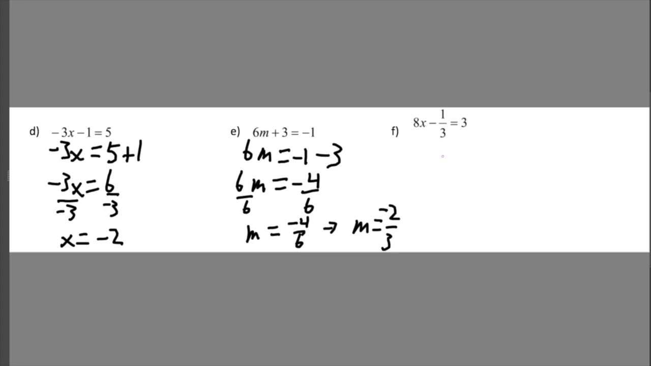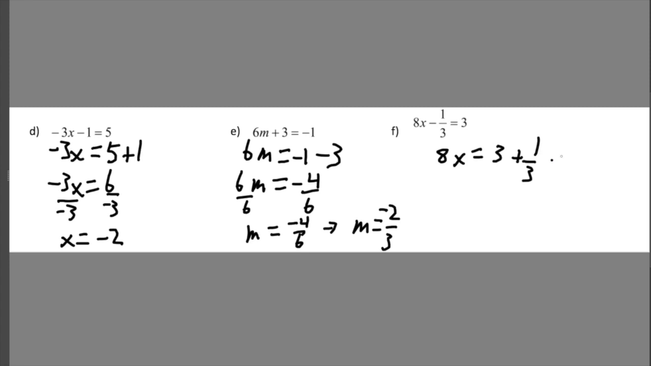Alright, so over here, f, we have 8x minus 1 over 3 equals 3. So again, we're going to move it to the other side. So in this case, we have 8x is equal to 3 plus 1 over 3. And again, we are going to need to divide by 8. But before we do that, we should get rid of this fraction first. In order to get rid of this fraction, we're actually going to multiply everything by 3.